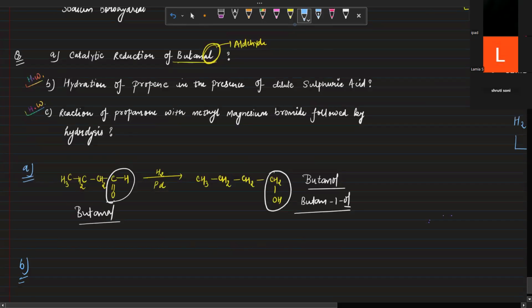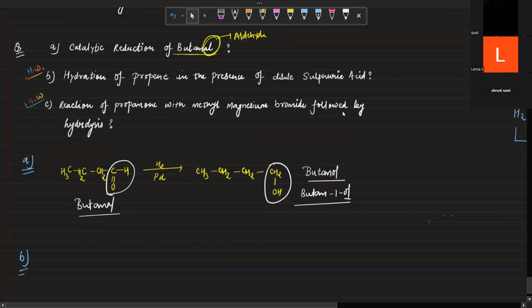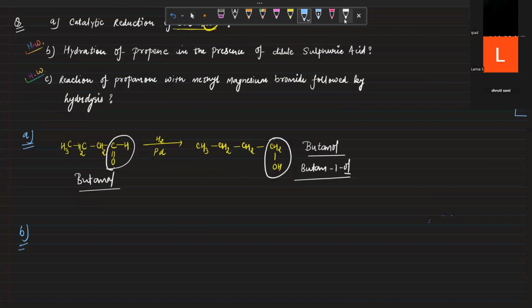Hydration of propene in the presence of dilute sulfuric acid. First, we need propene, so what is propene? Propene is a three-carbon chain. I don't know some of the very specific names, the terminology. It's a little confusing to me.